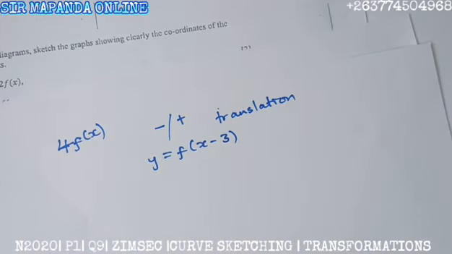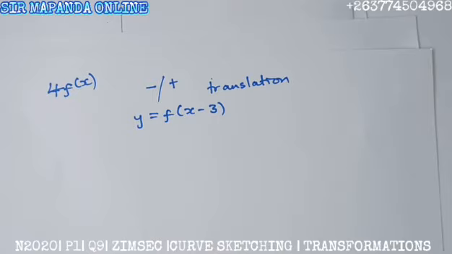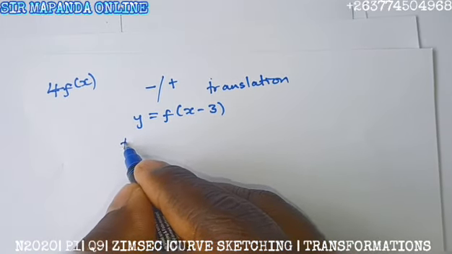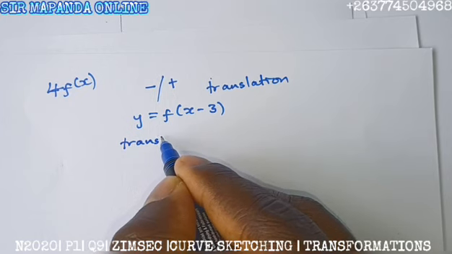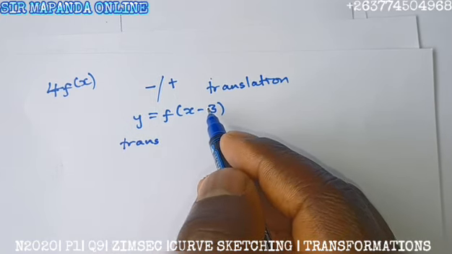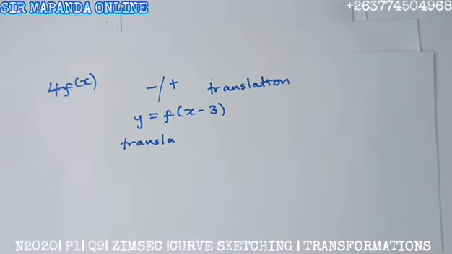We need to identify the transformation first so as to map the original graph to the image. Here, you can notice there is translation, but the addition or the subtraction is taking place inside the bracket. So it's translation along x-axis.